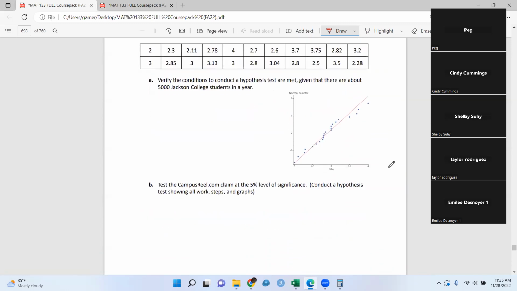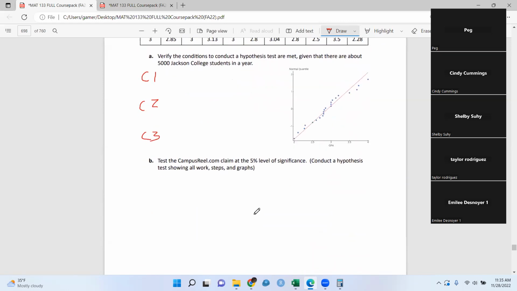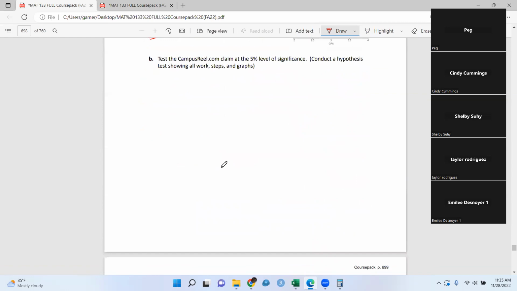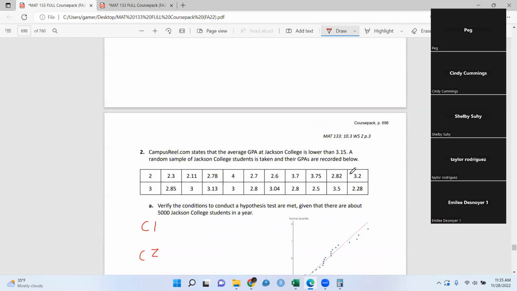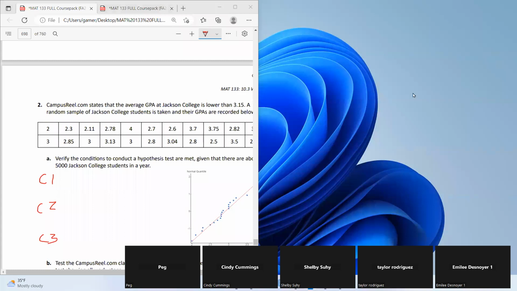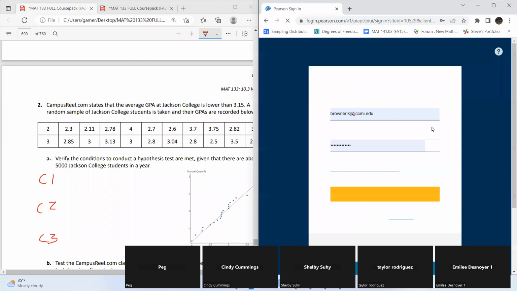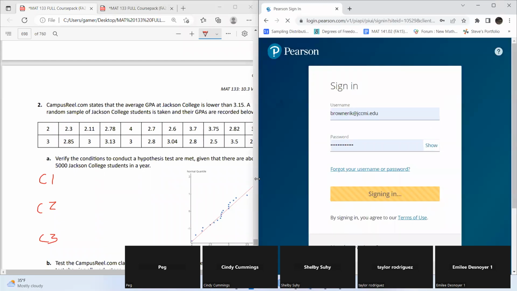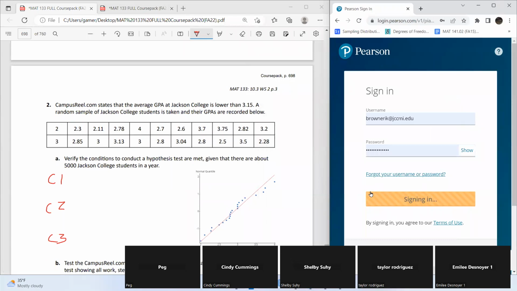Okay. Now let's do an actual test from start to finish. So number 2, you're doing your 3 things, your 3 conditions. So run through those real quick. And then you're going to do your whole test, steps 1 through 6 here. Notice this is a data set. You are going to have to type this in. So I will at least pull up StatCrunch.